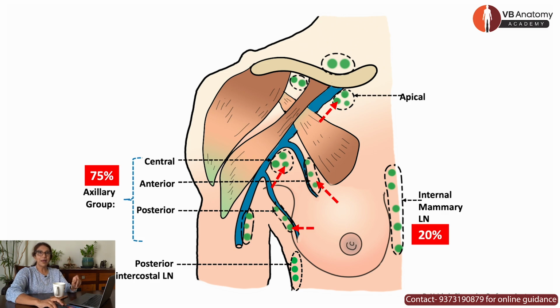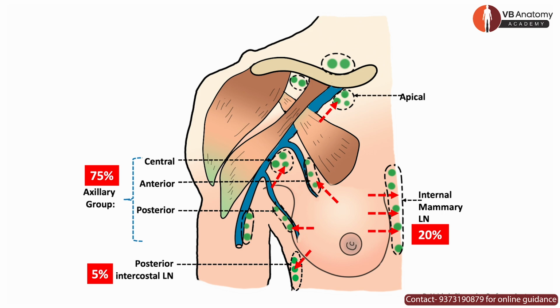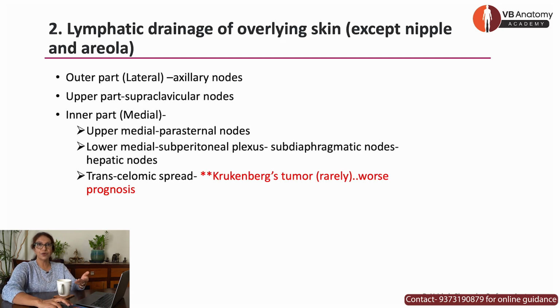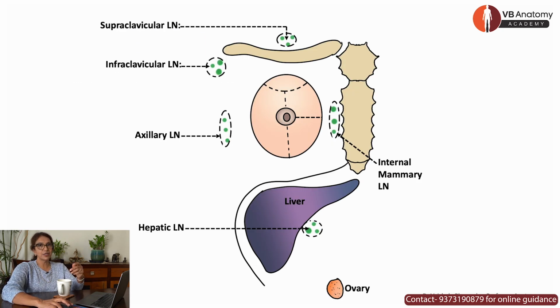20% to the internal mammary lymph nodes and about 5% to the posterior intercostal lymph nodes. That's the basic drainage of the mammary gland. What about the overlying skin? Again, there's so much written material. As usual, I suggest you use images. So the upper part and the mammary gland can be divided into parts.